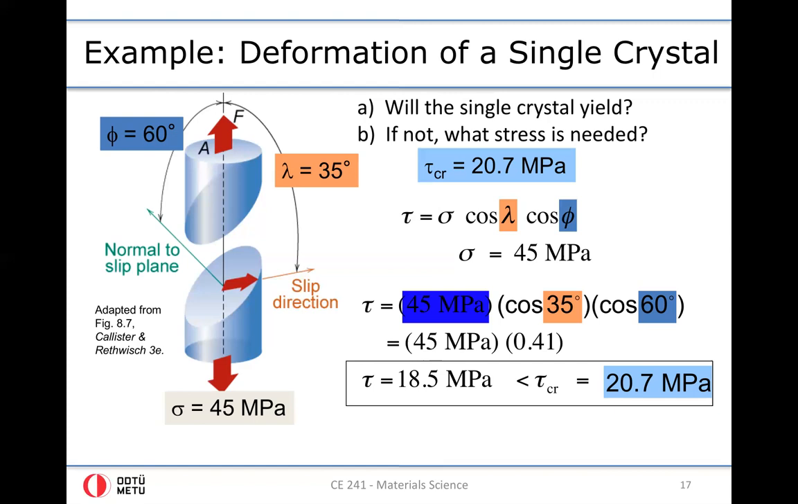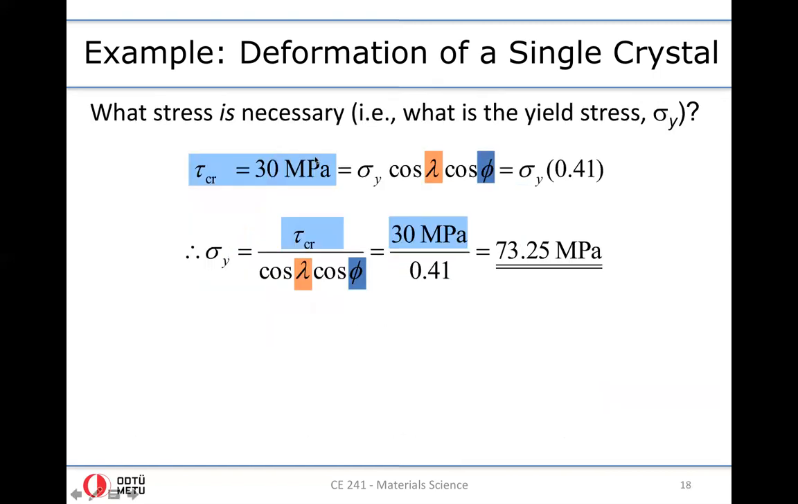So if not, what is the stress needed? What is the value of the stress? Okay, so in this case, we do the calculations for a different critical resolved shear stress that is given to be 30 megapascals. What is the stress that is necessary to generate the plastic flow, which can be considered as the macroscopically deformed yield stress denoted by sigma y, that we will come to at the end of these slides by looking at the uniaxial stress-strain curve of a ductile metal.